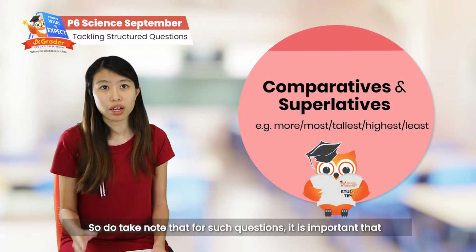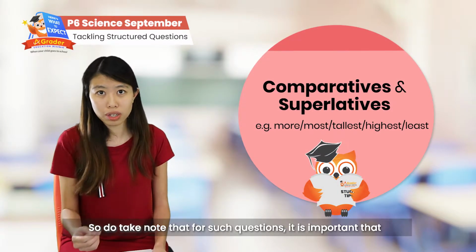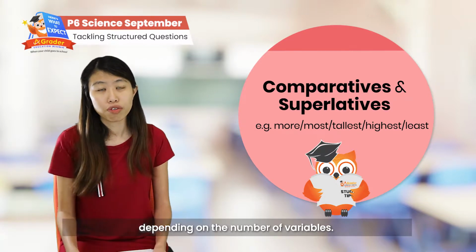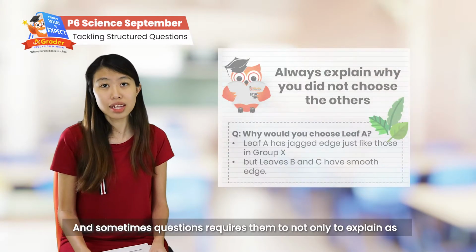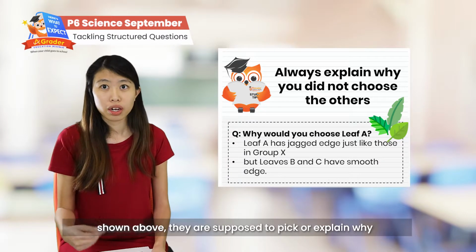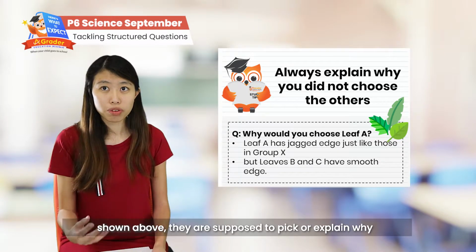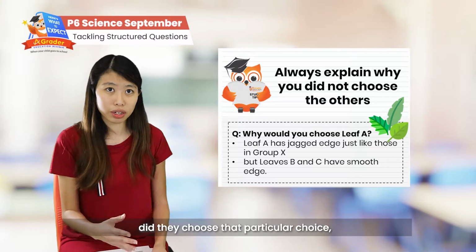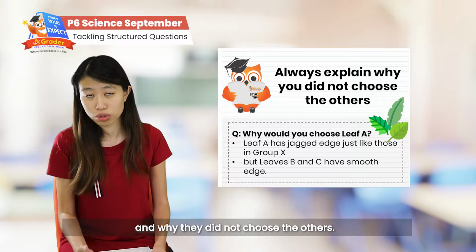So do take note that for such questions, it is important that students use comparative or superlative depending on the number of variables there. And sometimes questions require them to not only explain as shown above, they are supposed to pick or explain why they chose that particular choice and why they did not choose the others.